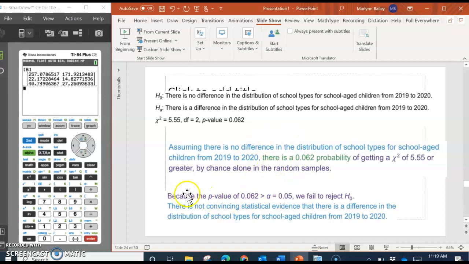But let's go ahead and make the decision. Same as before, we look at our p-value. There was no alpha level given, so we're going to use alpha 0.05. Our p-value is greater than alpha, so remember, we fail to reject H0. We can't necessarily reject this and say that it's not true. So now we just state our conclusion. There is not convincing statistical evidence that there is a difference in the distribution of school types for school-age children. Remember, if you fail to reject this, you don't have enough evidence to say HA. Alright, and that is how you do it for homogeneity.